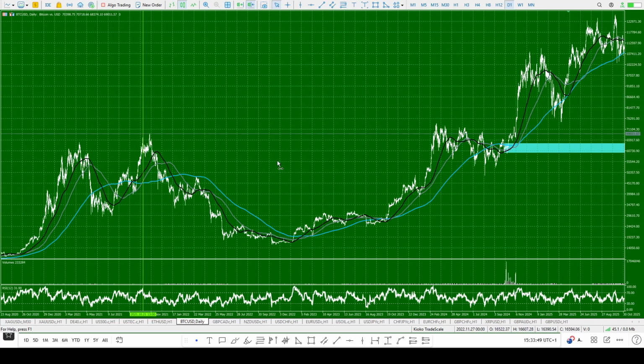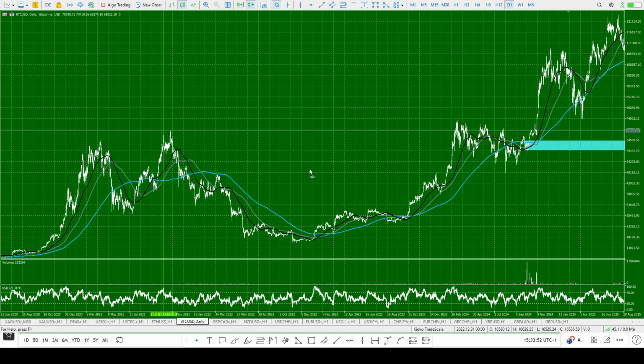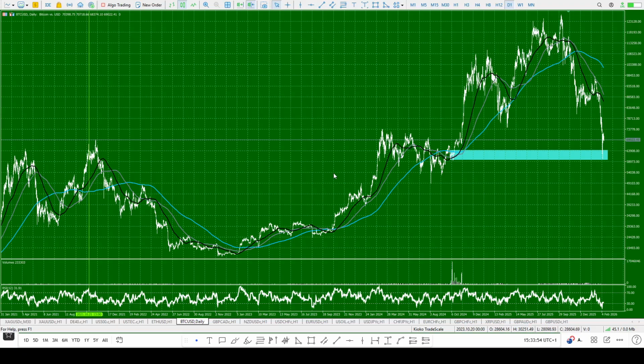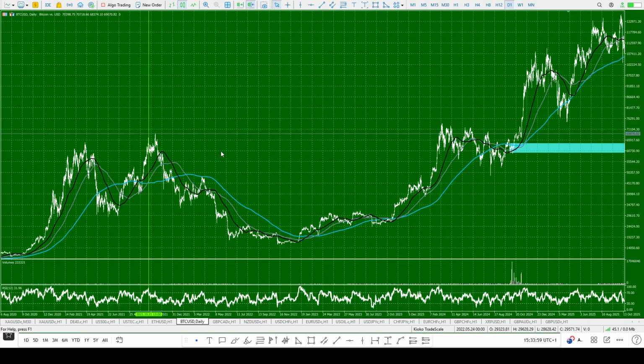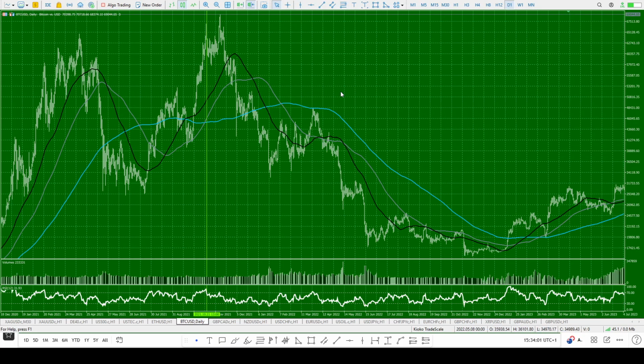Bitcoin is amazing. The price action of Bitcoin is just amazing. But I don't get the people who are day trading it or scalping it. I really don't get it.